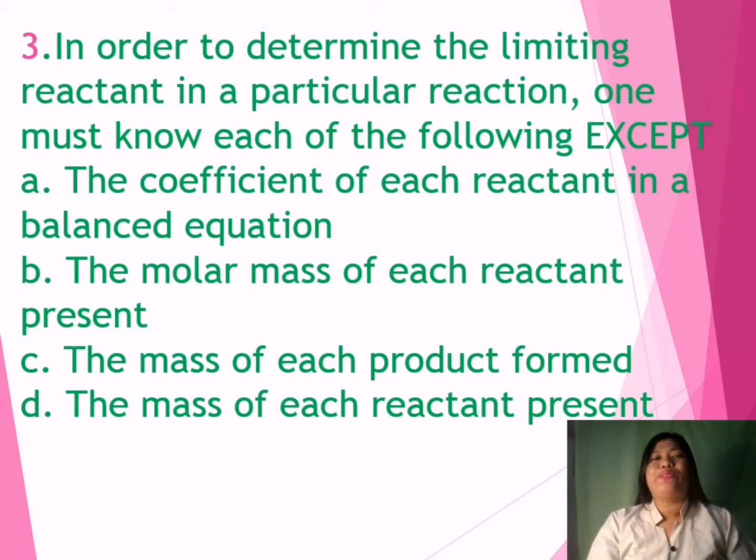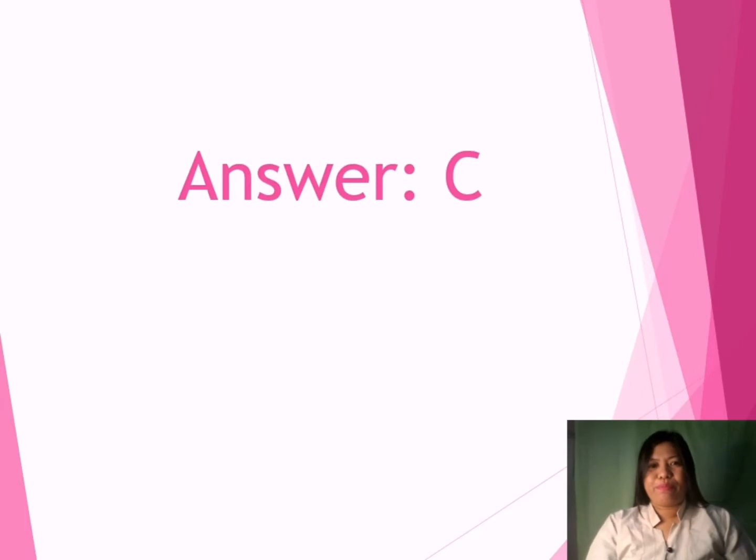So, 1, 2, 3, 4, and 5. Perfect. The correct letter is letter C. In order to determine the limiting reactant in a particular reaction, one must know the mass of each product formed.